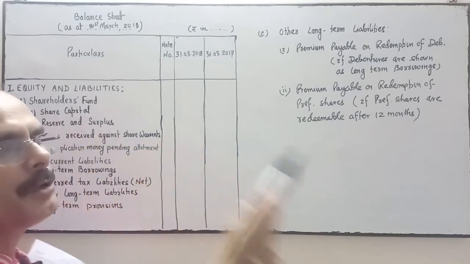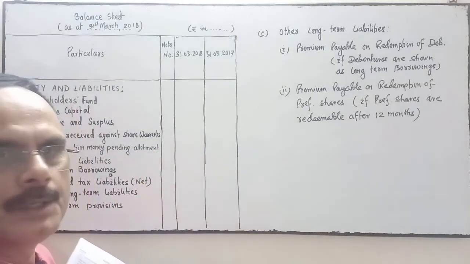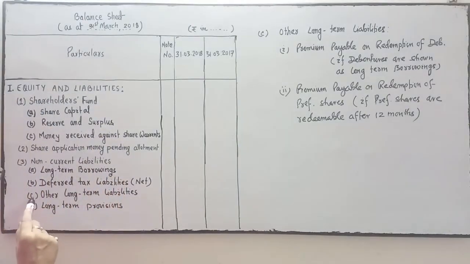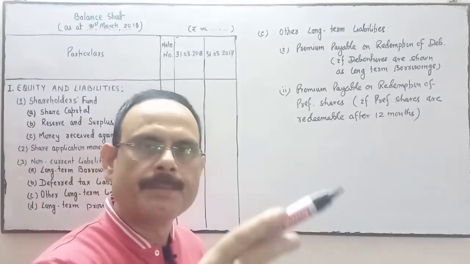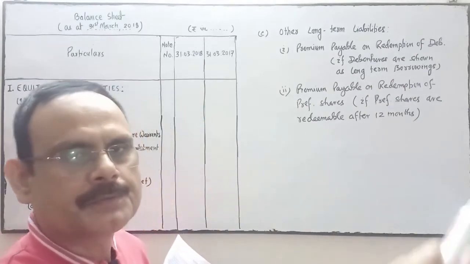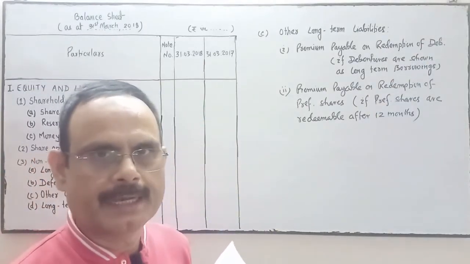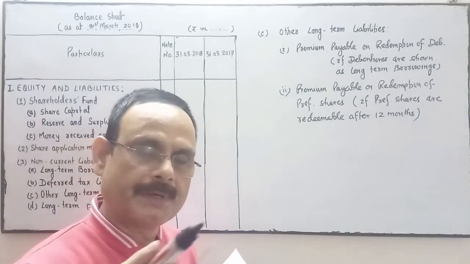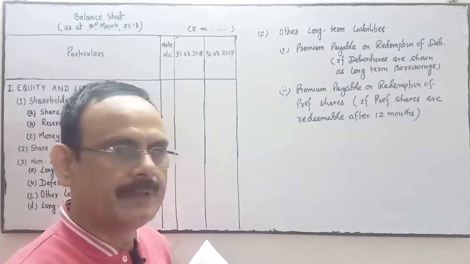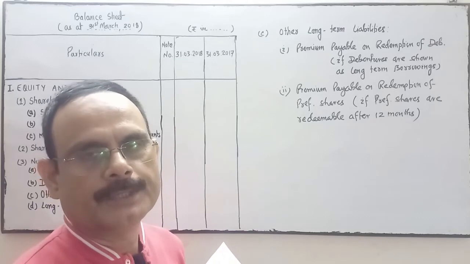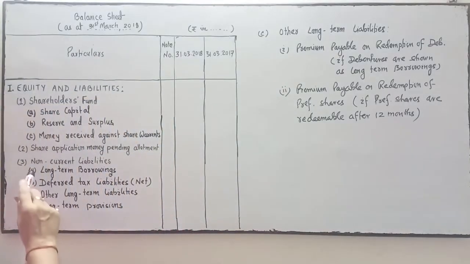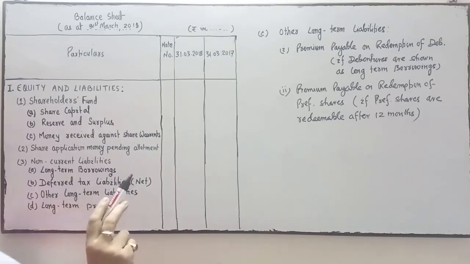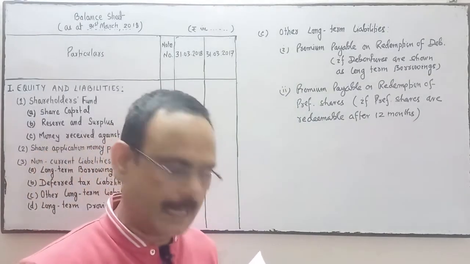And premium payable on redemption of preference shares will be shown under this subheading when the preference shares will be redeemed after 12 months from the date of the reported balance sheet. If preference shares will be redeemed within 12 months of the reported balance sheet, then this will not be shown here in non-current liabilities; it will be shown in current liabilities.